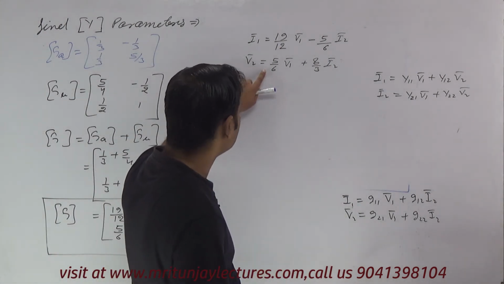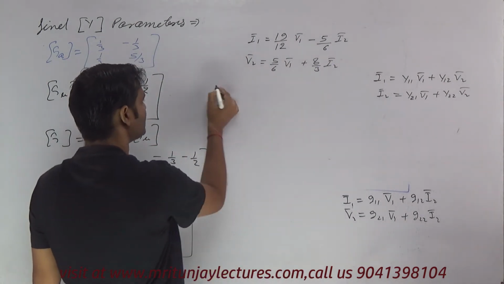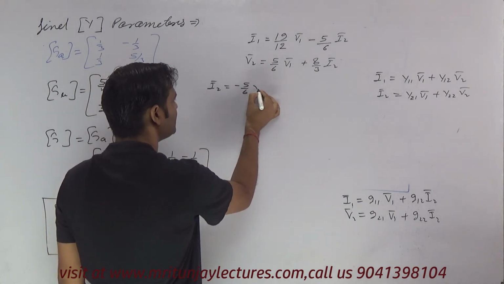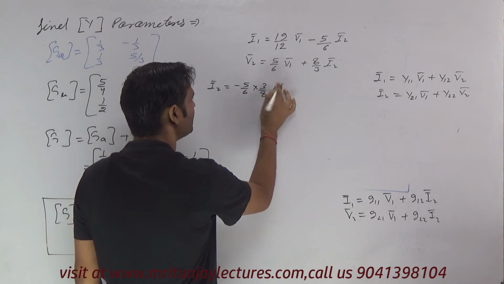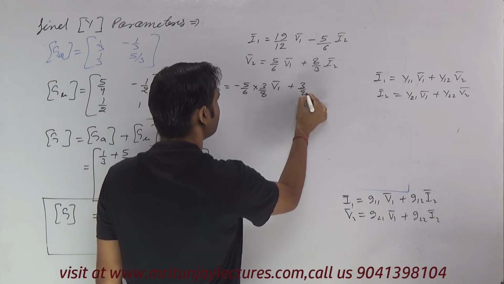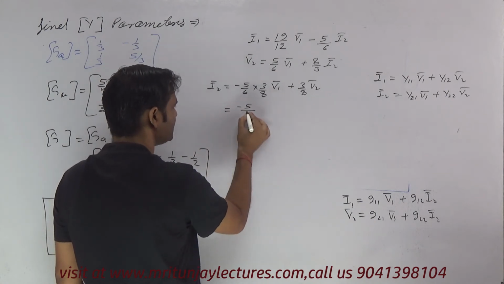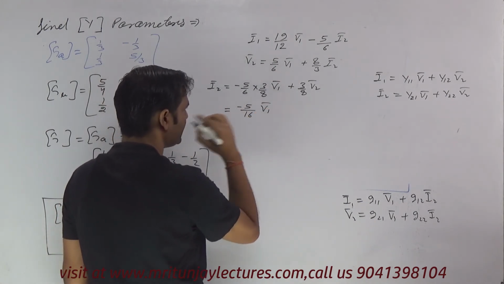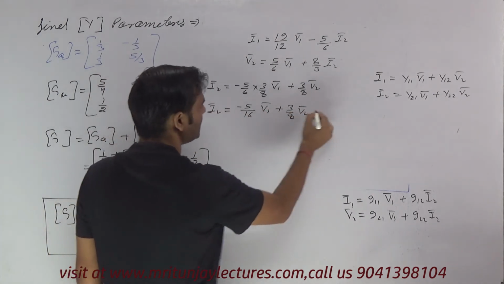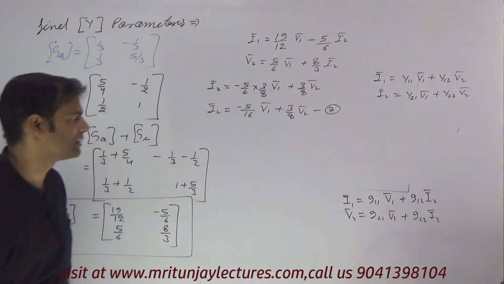So V1, V2 and I2. I2 is written corresponding to here as minus 5 by 6 into 3 by 8 into V1 plus 3 by 8 into V2. It is written as minus 5 by 16 into V1 plus 3 by 8 into V2, that is I2. Equation number whatever, suppose that is equation number 7.